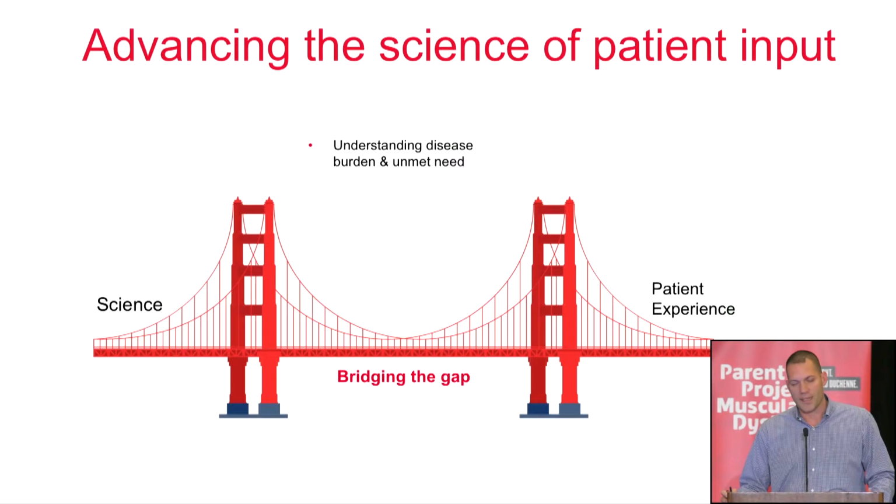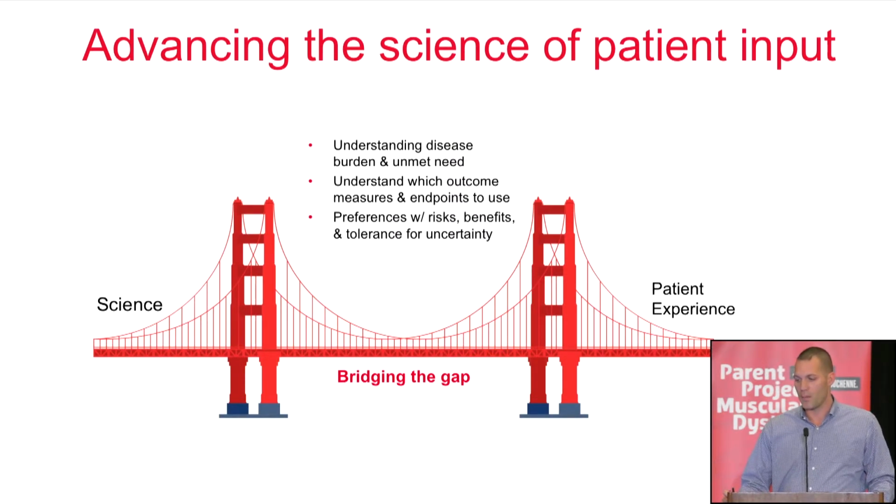It can tell us about a range of areas within drug development, helping us understand the disease burden and the unmet medical need, understanding which outcomes and endpoints to use within the clinical trials, what your preferences on benefits and risks are for these therapies, and what's your tolerance for uncertainty, because there is a great deal of uncertainty when it comes to these drugs, particularly when there is an accelerated approval.